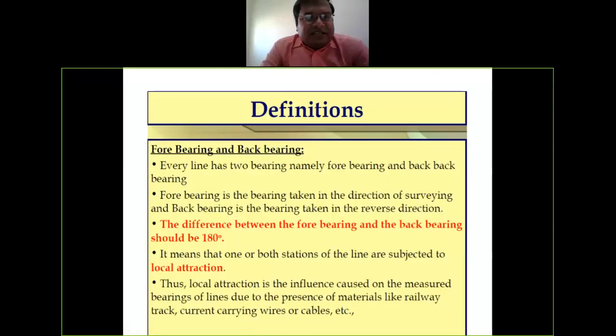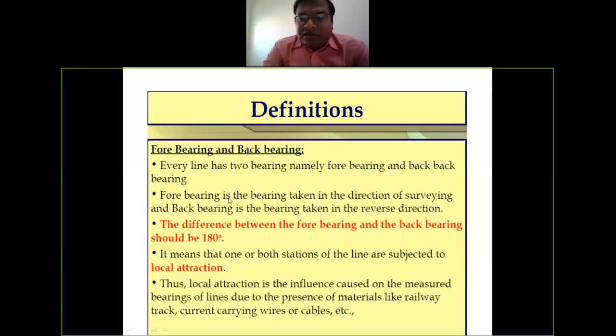The next definition is forebearing and back bearing. Every line has two bearings, namely forebearing and back bearing. Forebearing is the bearing taken in the direction of surveying, and back bearing is the bearing taken in the reverse direction. So what is the meaning of that?